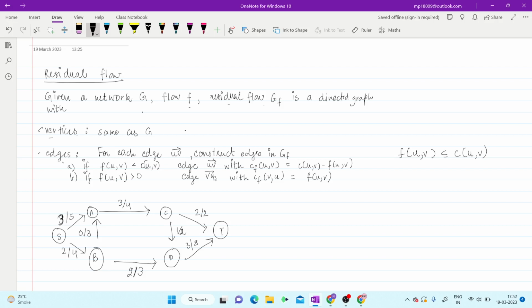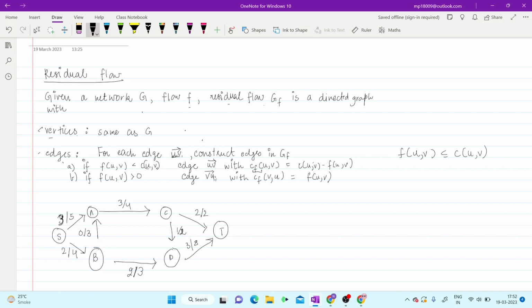Capacity rule says this. First we are looking at this directed edge uv, which is in this direction. If the flow value is strictly less than the capacity value, then in the residual flow diagram we'll draw an edge with direction uv whose new capacity will be the difference of these two values, that is capacity minus flow.